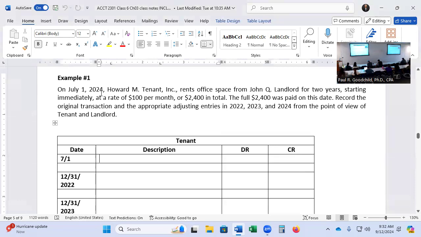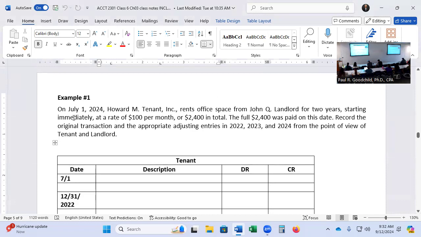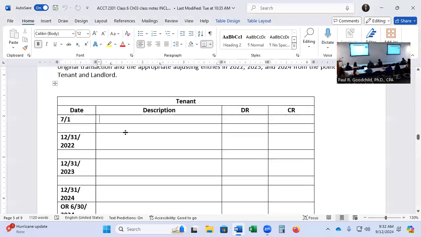All right, so account description here, it says it rents office space from John Q. landlord for 2 years, starting immediately at a rate of $100 per month or $2,400 in total. The full $2,400 was paid on this date. Record the original transaction and the appropriate adjusting entries from the point of view of the tenant and the landlord. So we're going to start with the tenant.